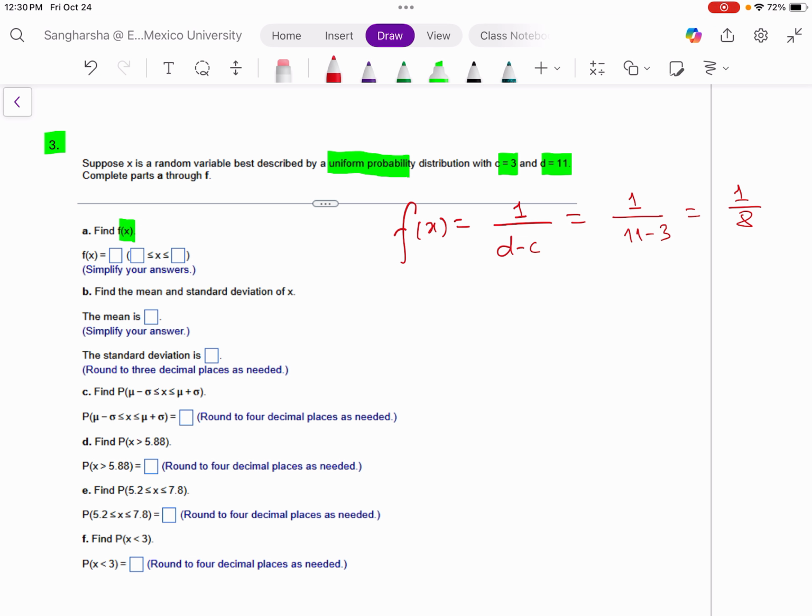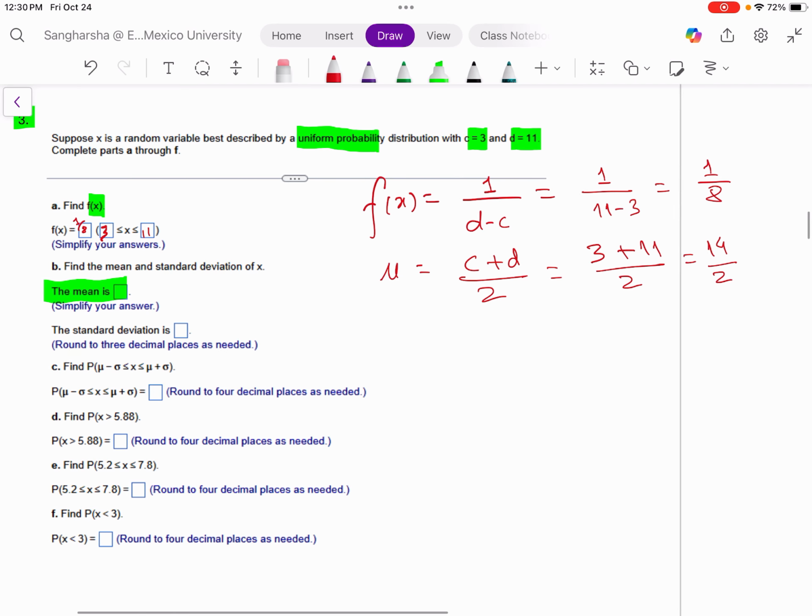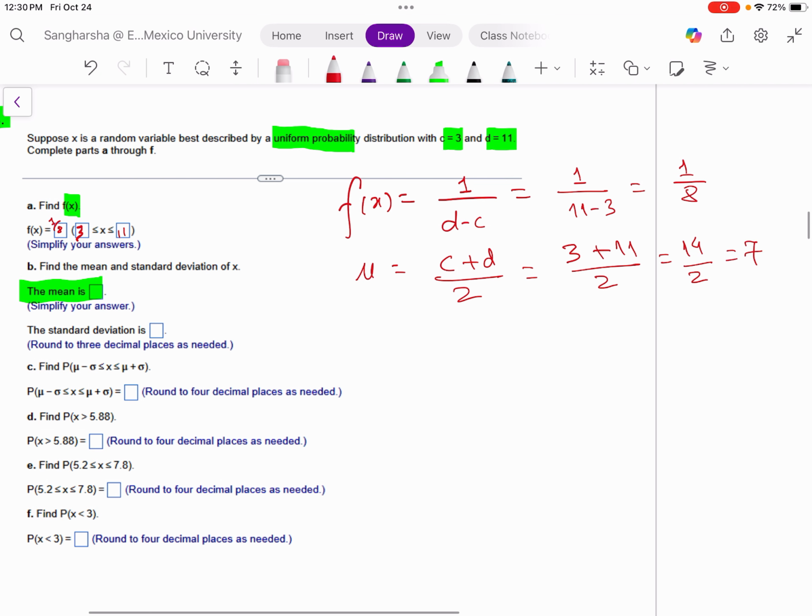The next, we are asked to find the mean. The mean for the uniform probability distribution, mu, is (c plus d) divided by 2. That is (3 plus 11) divided by 2, which is 14 divided by 2, and this is 7. So this is the mean for our uniform probability distribution.